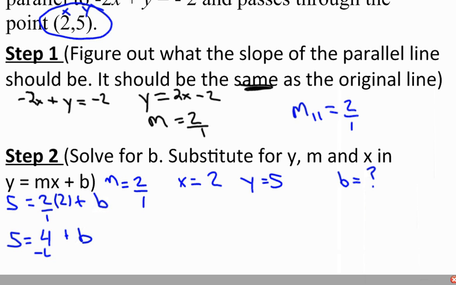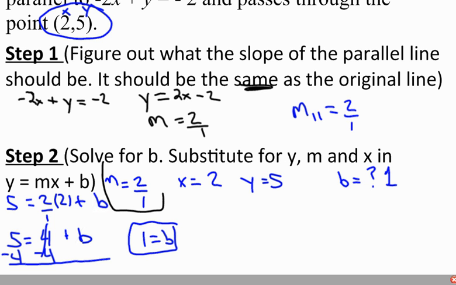So now you have to solve for b, so you're going to subtract 4 on both sides. Just solving for b here. 5 take away 4 is 1, so we get 1 equals b. So b is equal to 1. M is equal to 2.